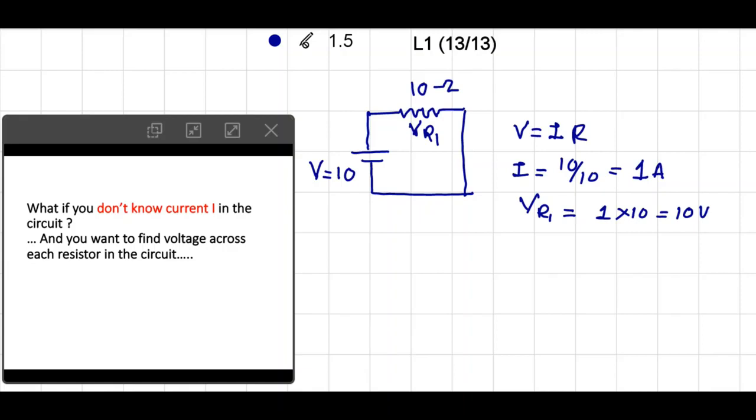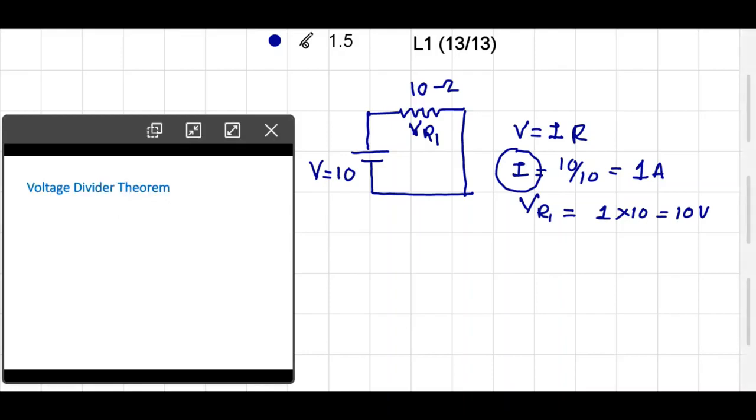This was the method, but in this case remember that we need to find out the value of I. Now we'll concentrate on what exactly we are expecting. What if you don't know current I in the circuit? How to solve that kind of problem? There comes into picture the voltage divider theorem. Understand first, if you know the voltage divider theorem, then there is no need of calculating current in order to find out the voltage across a resistor. In a single resistance circuit, it is obvious that the total potential applied will be across only that resistance, and that is equal to 10 volt.